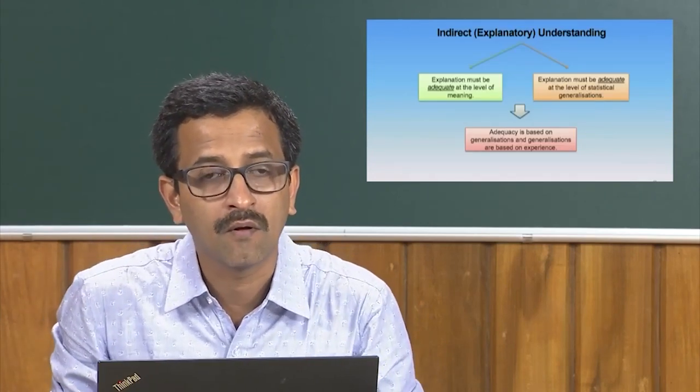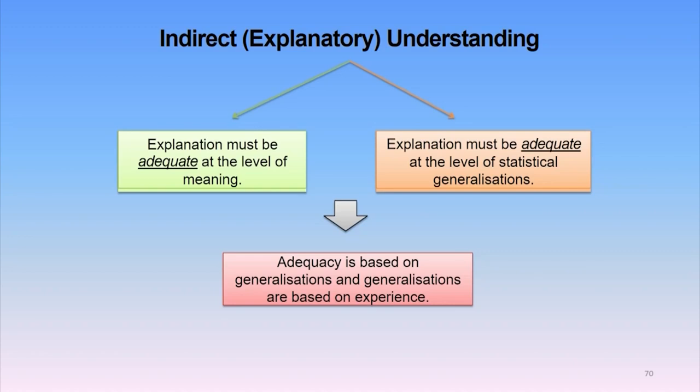And while coming to indirect understanding of social action or explanatory understanding of social action, Weber suggested that explanation must be adequate at the level of meaning as well as adequate at the level of statistical generalizations. Then what is the basis of adequacy? Who will determine what is adequate, what is not adequate? Adequacy is based on generalizations and generalizations are based on experience.